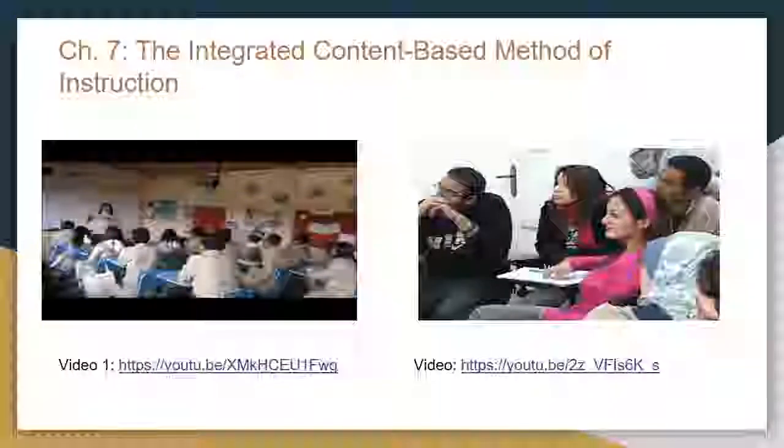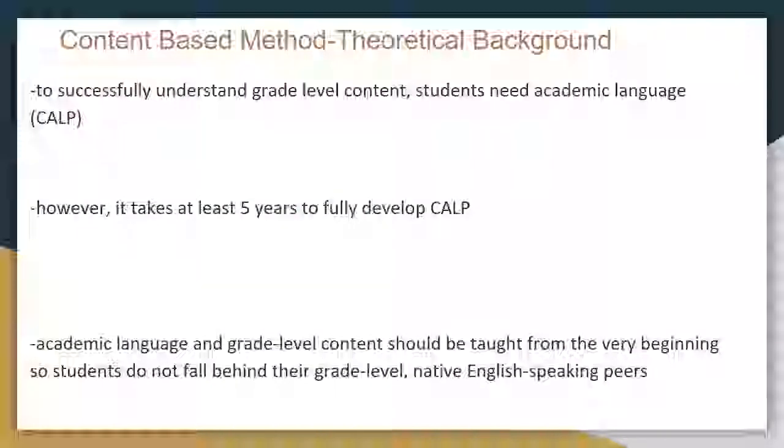Let's begin with Chapter 7, the integrated content-based method of instruction. If you would like, in your own time, please click on these videos. They're great links to examples of content-based instruction. First, we're going to discuss the theoretical underpinnings of the content-based method.